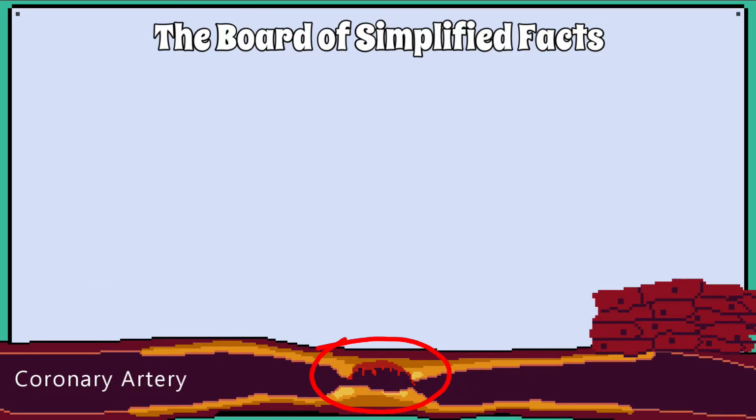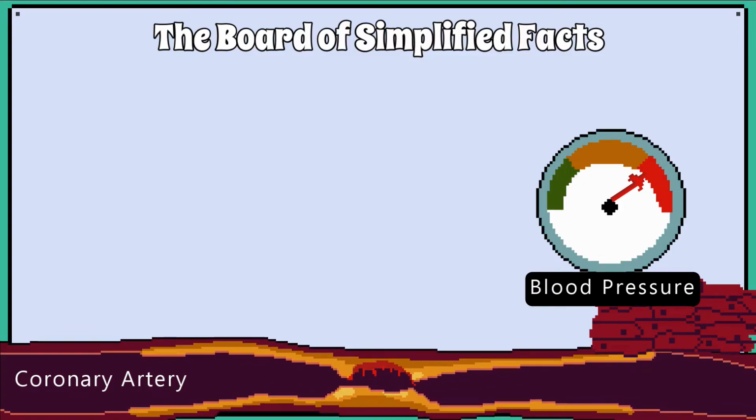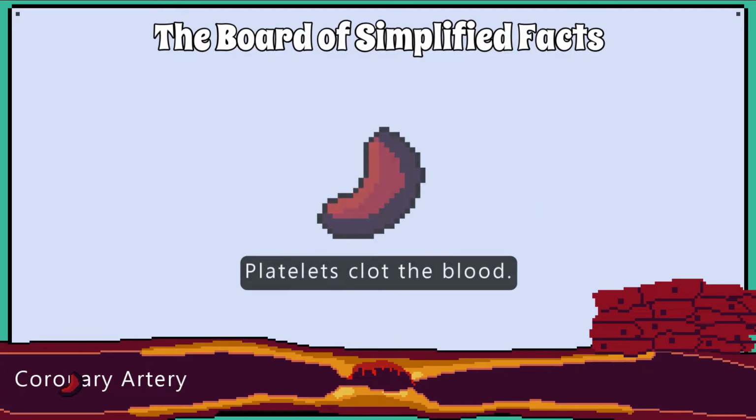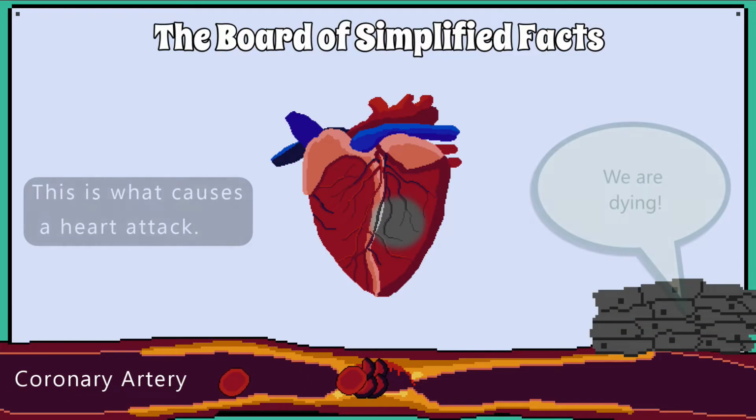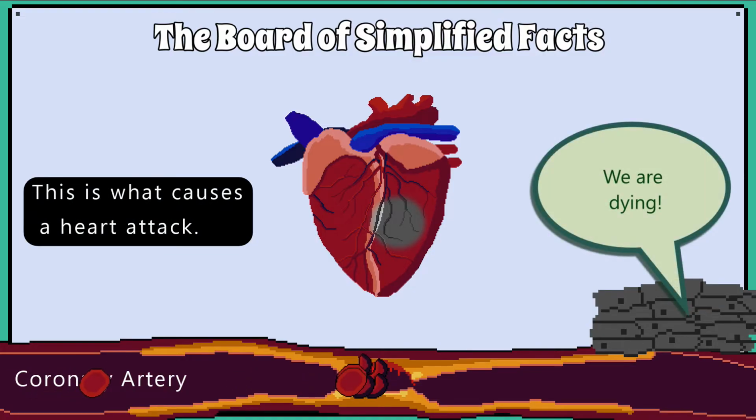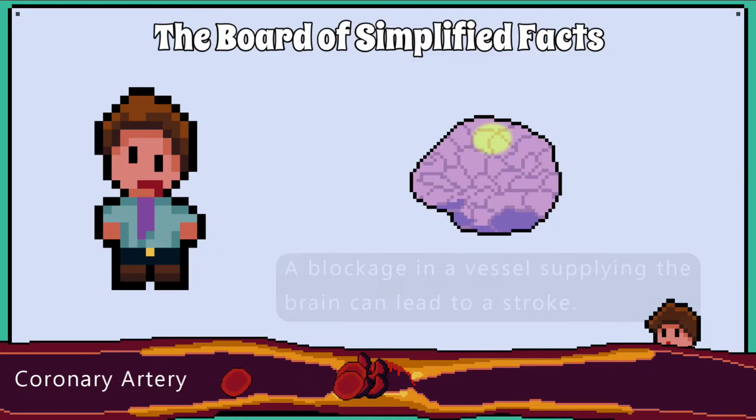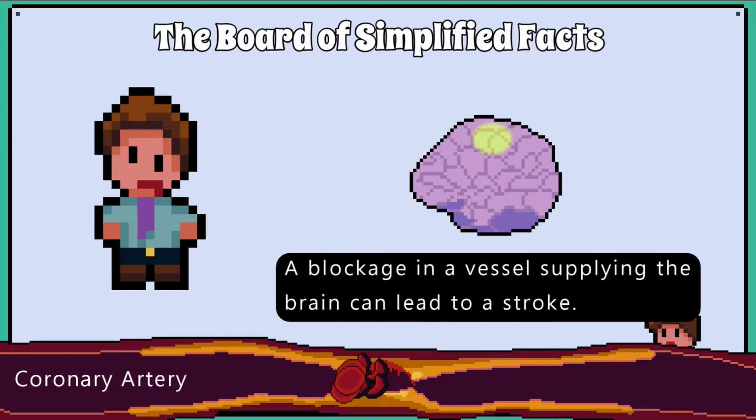Atheromas can also rupture, especially if the person has a higher blood pressure. This causes the body to try and clot the ruptured part. The platelets that clot the blood make a blockage in the coronary vessel. Now the heart muscle tissues beyond that blockage are receiving no oxygen and the cells start to die. This is what we would call a heart attack. If a clot were to block a vessel supplying the brain, then this would cause a stroke.